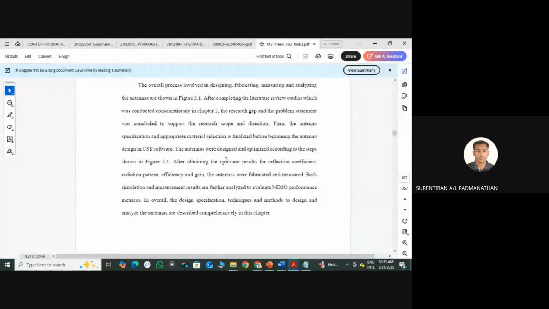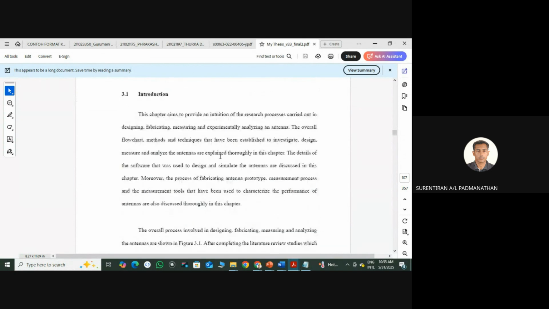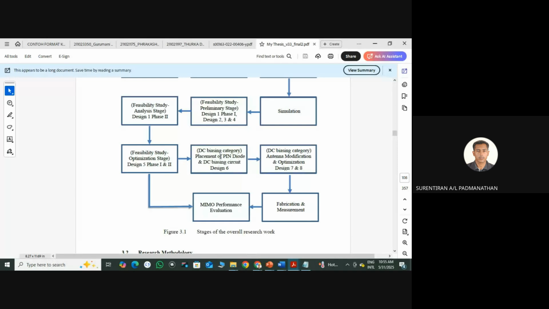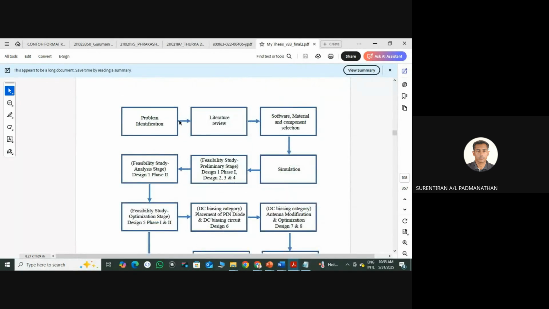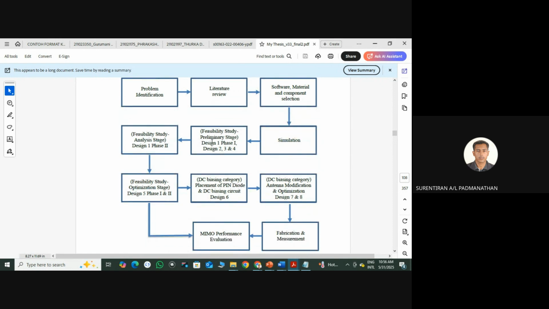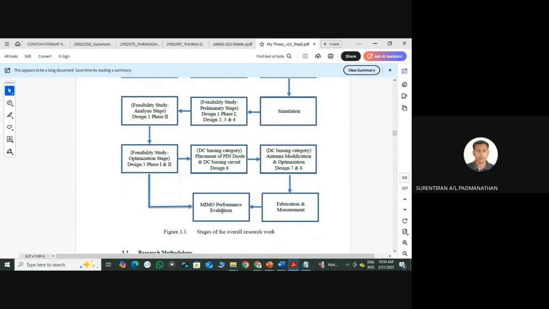So this is my thesis that I wrote. Okay. So you can identify, this is the flow. From here you can see these are the flows, right? First I do the problem and literature review. Okay, then after that the methodology part. Okay, simulation, feasibility, and all these things. Then after that fabrication and also analysis.